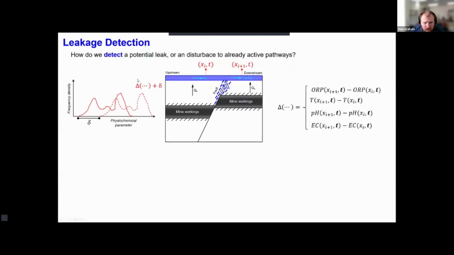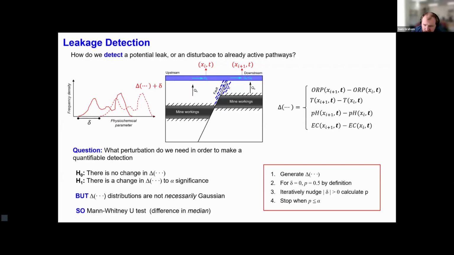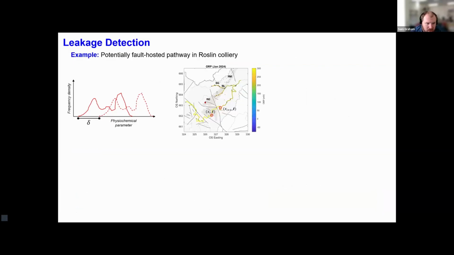So we can compute that delta by looking at the difference in those time series upstream and downstream of the fault. Then the question is, what perturbation in that would we need to make it observable to us to actually say, has something gone wrong? So it basically amounts to a hypothesis test of a non-Gaussian problem. So we can use a Mann-Whitney U test to do this. And we use this to progressively work out what delta we would need to show that there is a change at a certain degree of statistical significance.